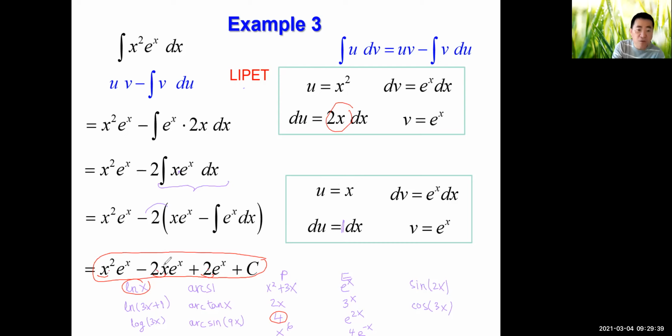The 2 is the derivative of 2x. Okay, now the e to the x doesn't change. In fact, it stays the same just because the antiderivative of e to the x is e to the x. So you should expect to see this part is the antiderivative of this.